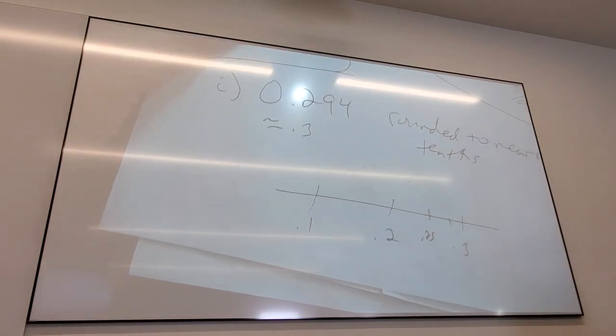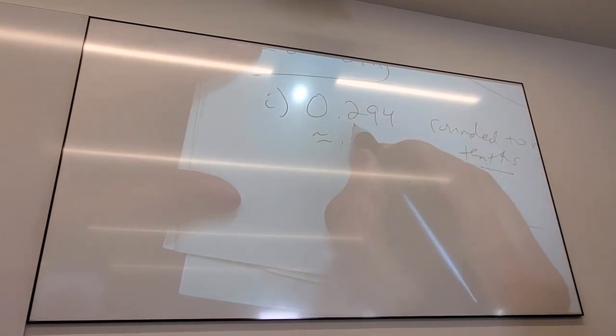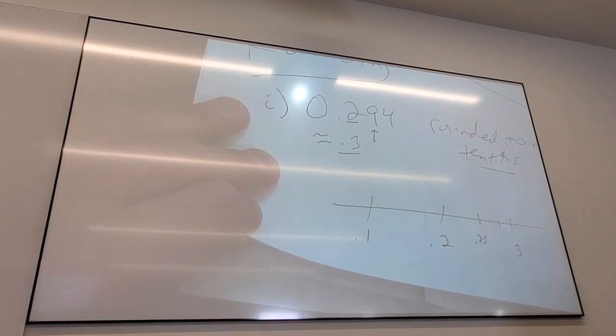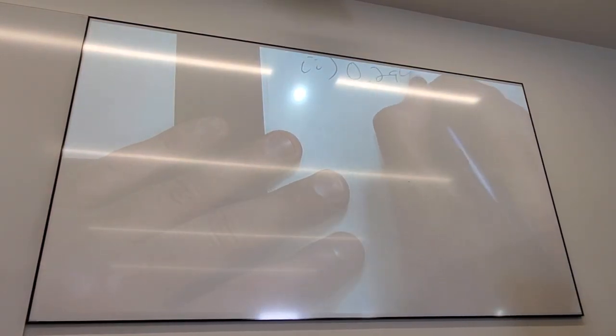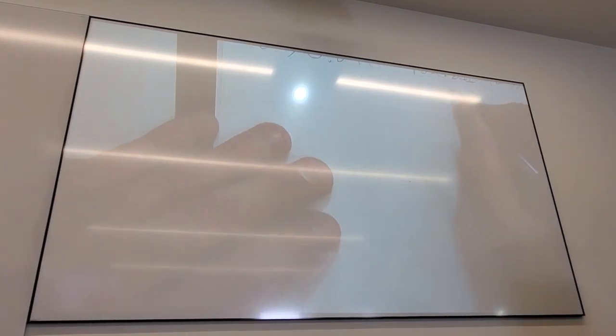So where things get weird, is everybody with me? If I say round to the nearest tenths, you find a place, you look at the next number, and then you make a decision. So what if I said the same number, 0.294, but I want it rounded to the nearest hundredths place?